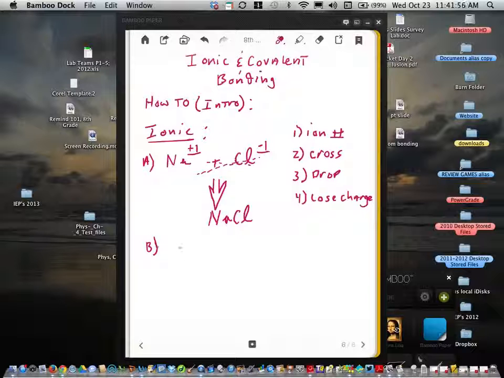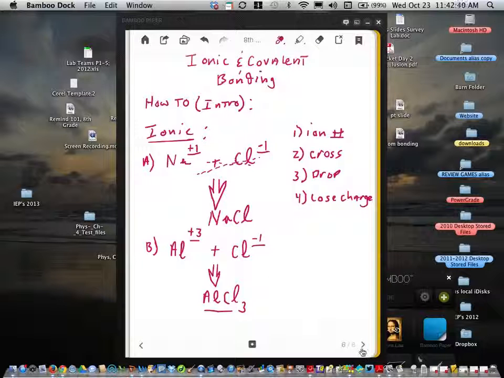Let's say that we have aluminum. Aluminum happens to be in the 3A group, so it's +3. And we add some chlorine to it, -1. Cross, drop, and lose the charge. Simple enough. Here we go. So it's Al with a 1, so we don't write that, and Cl3 with the subscript. Okay. Pretty standard.